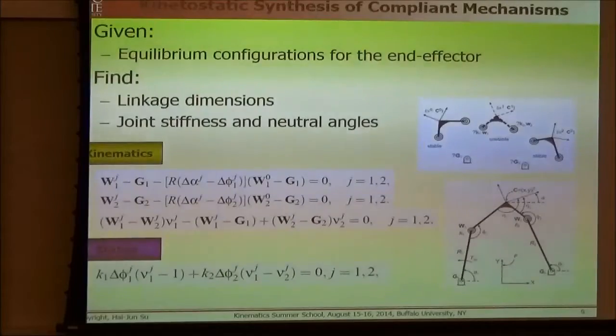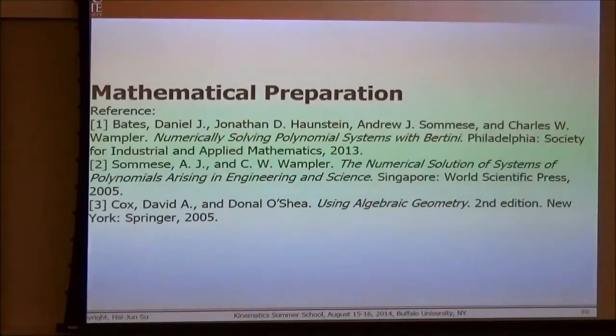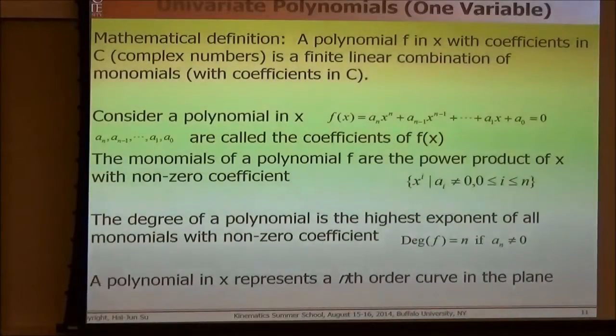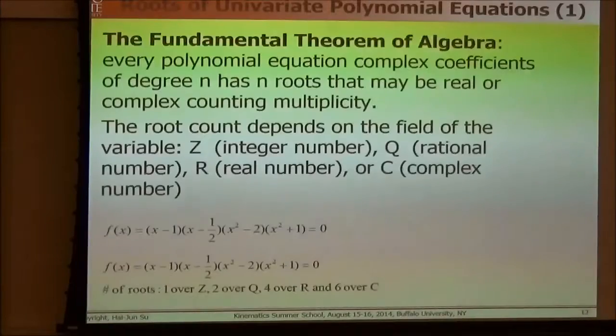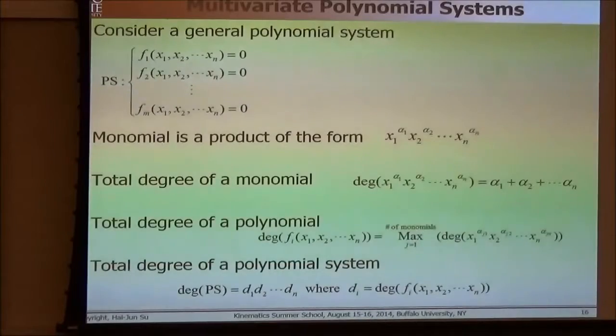I will go through mainly the first two. For the compliant mechanism, I have a few slides showing how to formulate the problem, but the solution technique is the same. Okay. So at least a few slides on preparation of mathematics. The first few I'm going to skip; you can read this for univariate polynomials. Let's go to the multivariate polynomial system.